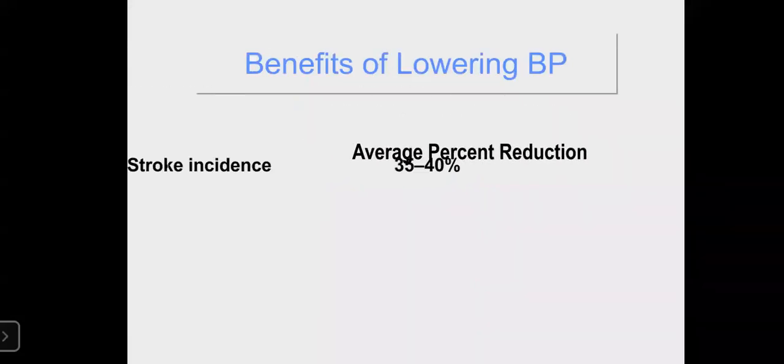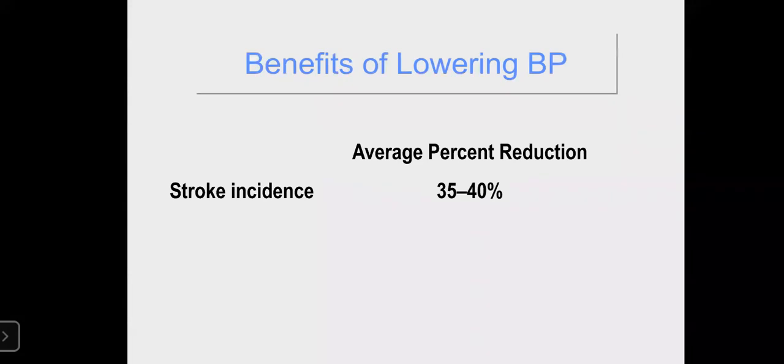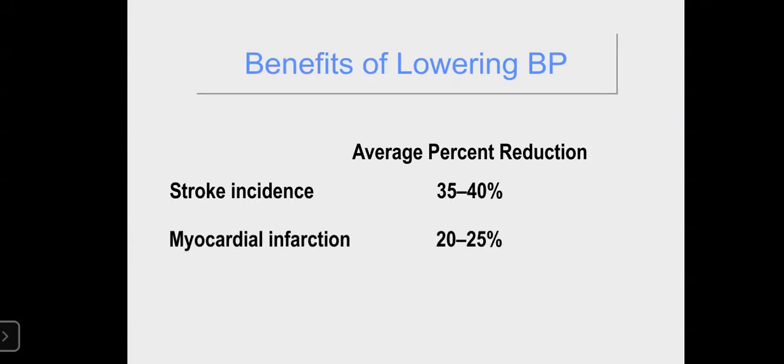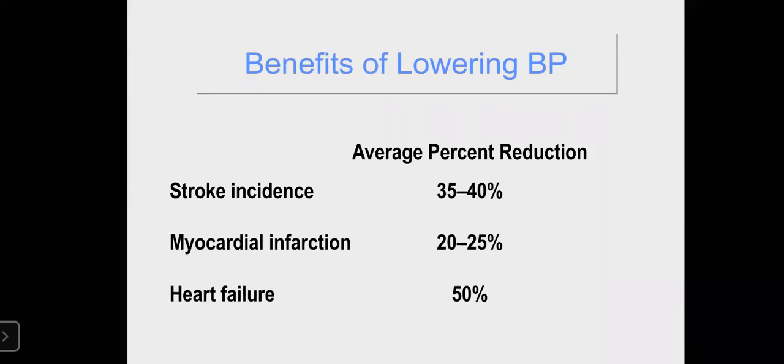How do we treat patients with hypertension, and why do we treat them? We do this because there are benefits from lowering the blood pressure and there are harms from high blood pressure. Stroke incidence is reduced by 35 to 40% when we reduce the blood pressure, MI decreases by 20 to 25%, and heart failure decreases by 50%. So I think these are enough reasons for us to reduce the blood pressure and to maintain it low.